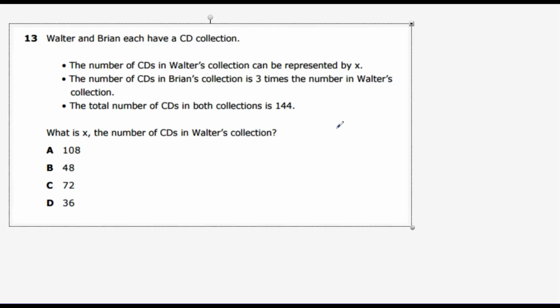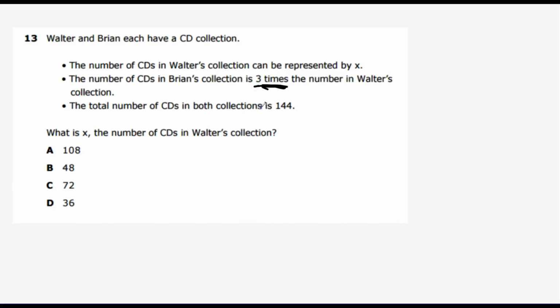Alright, 13. Walter and Brian each have a CD collection. The number of CDs in Walter's collection will be represented by X. The number of CDs in Brian's collection is 3 times as much as the other guy. The total for both is 144. There are 2 answers here that I could see people picking for this one, and I'm going to try to explain why it's one and not the other.